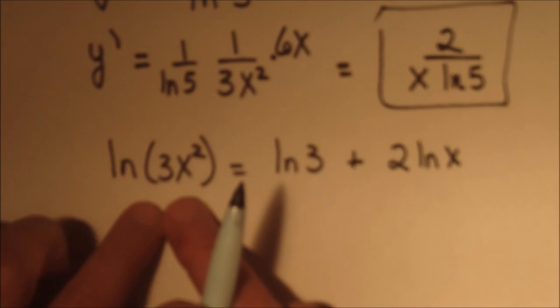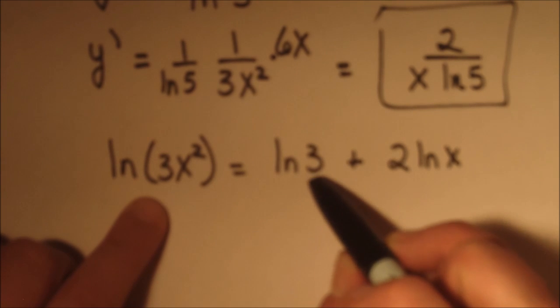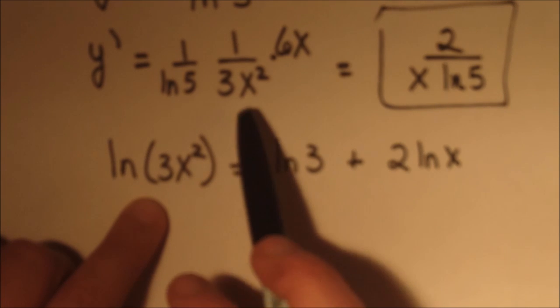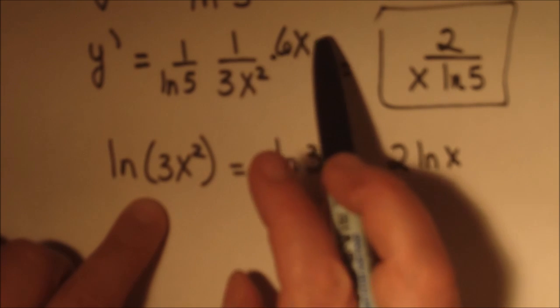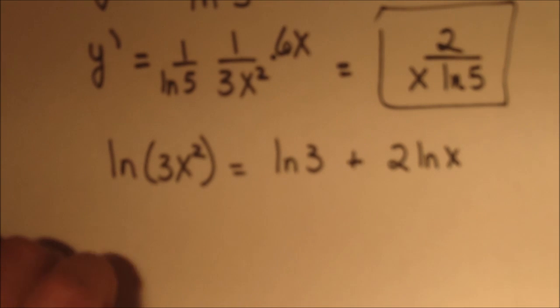There are some cases where, to make life easier, you really want to use your laws before taking the derivative. This one wasn't too bad to just take the reciprocal and then multiply by the derivative of the inner, but it certainly could have been done the other way.